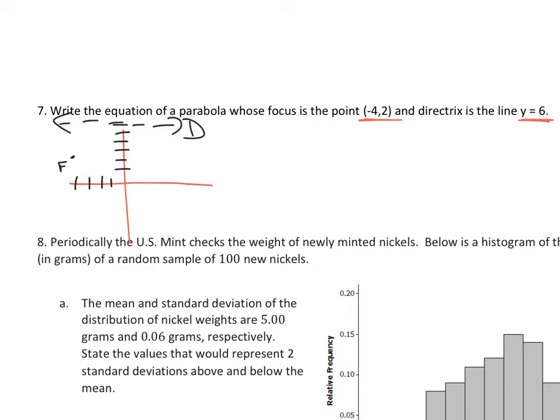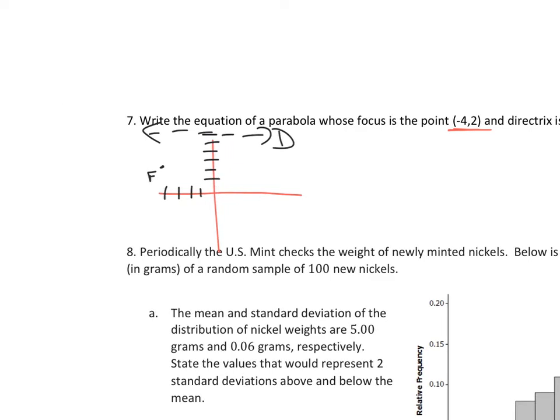Okay, that means your vertex is perfectly halfway in between these two guys. So the distance between these two are 1, 2, 3, and 4. So 2 above the focus and 2 below the directrix is my vertex. So I'm going to put a vertex right here. And it opens down. So because 2 is the distance, that's my A value.